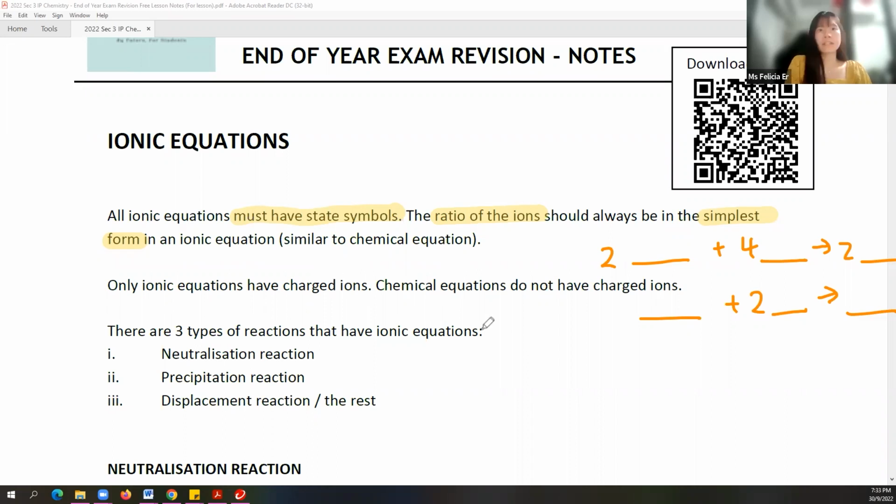Next, you can differentiate ionic equations into 3 different types. For the first method, neutralization reaction, there will be a shortcut. Precipitation also has a shortcut. For displacement reaction and all other reactions, you do it the way you normally learn: write out all the ions, then cancel away the spectator ions. Only the third one requires the long way of cancelling spectator ions. For the first 2 methods, there is a shortcut, which I'll be sharing with you.